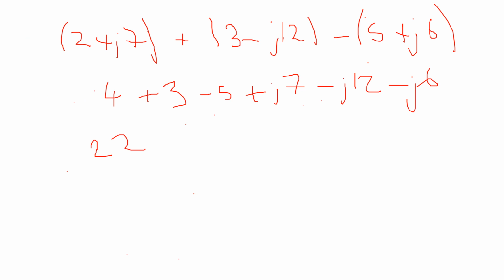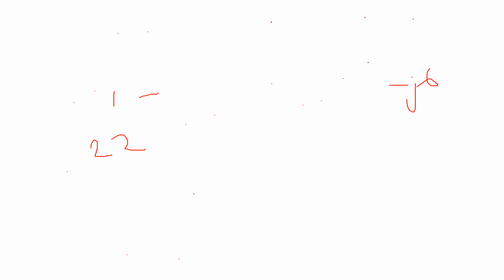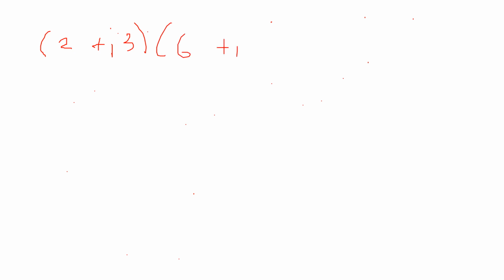Okay, so now let's do number D. So number D, we are just multiplying complex numbers. So it's 6 plus j7. Remember, I said when we are multiplying, it's not the same thing as when you are adding. When you are multiplying, the first term will multiply with the first number here, and then it will also multiply with the second number. And then the second term will multiply here and will also multiply with the second number.